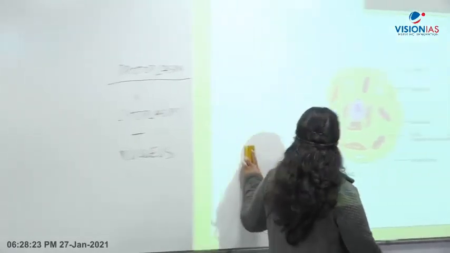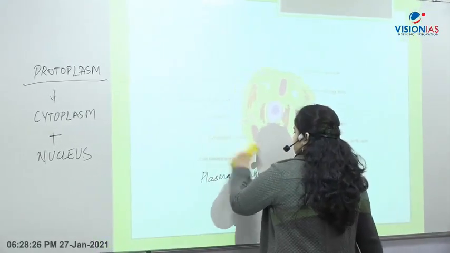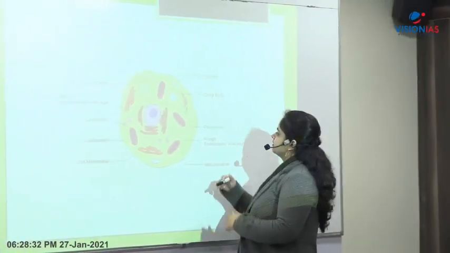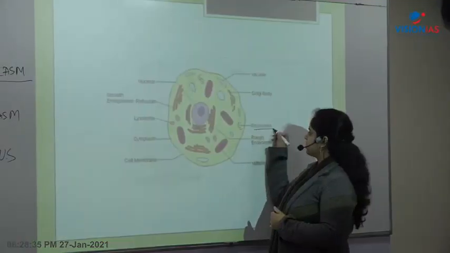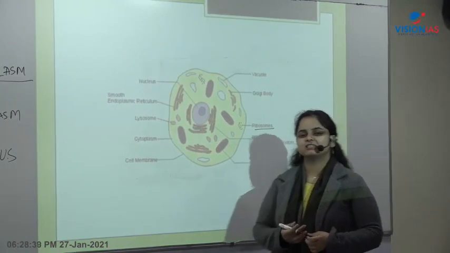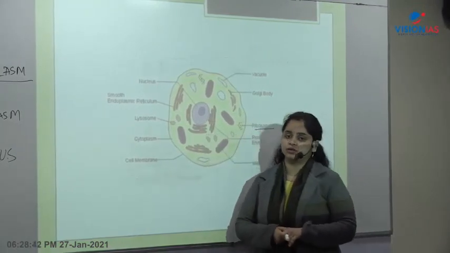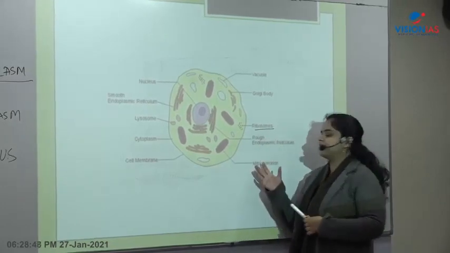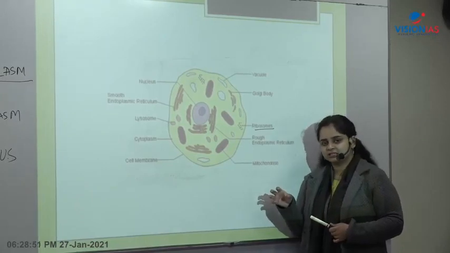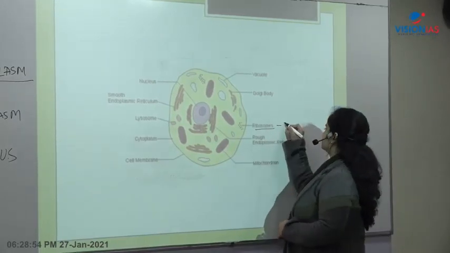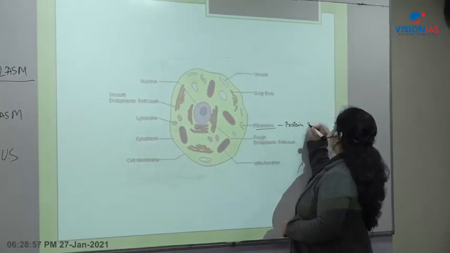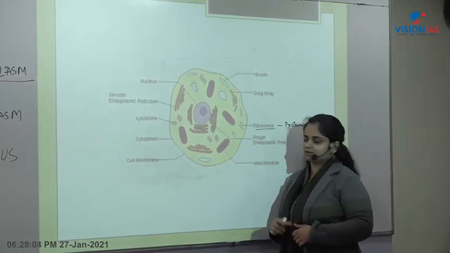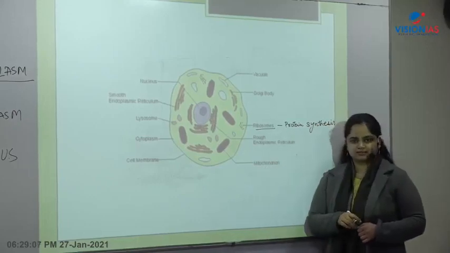Now the next structure: you can see these small dots, they're called the ribosomes. Now cells, for their different functions, will need different proteins. Like for instance, enzymes. All enzymes are proteins. So ribosomes are those sites, those structures where protein synthesis, that means formation of proteins, takes place. Ribosomes, centers of protein synthesis.